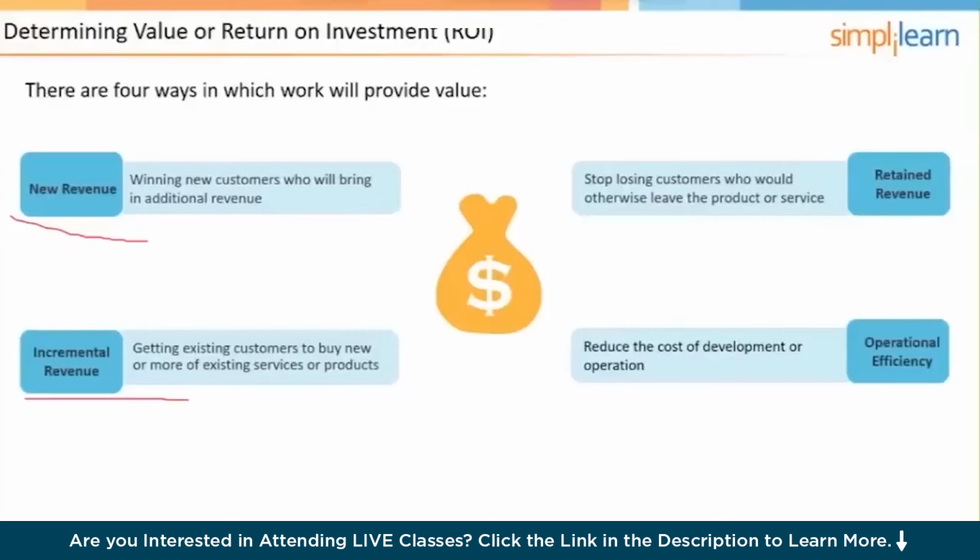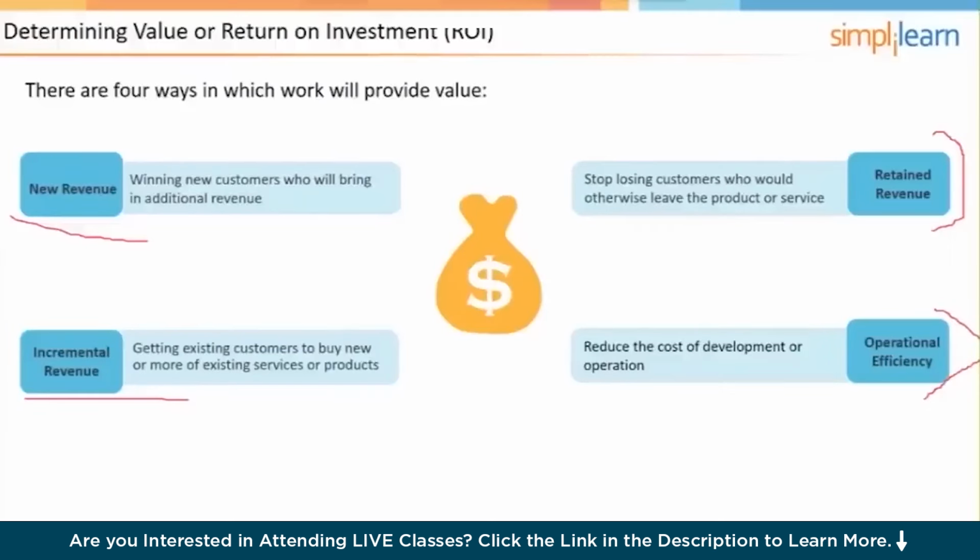Retained value. So this is retaining customers so that they don't go to a competitor. And then the bottom one is operational efficiency. How could things be done to speed up the process of whatever it is so that the cost of delivering the product is reduced?